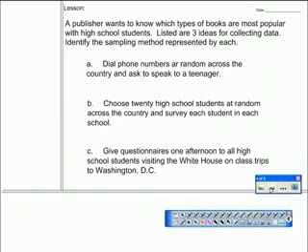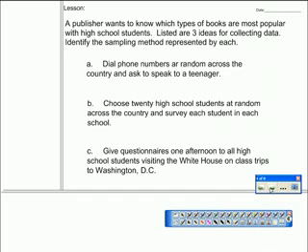All right, what can we do with this? Well, you're going to be asked some questions given a situation. And you're going to be asked to analyze what's going on. A publisher wants to know which type of books are most popular with high school students. Listed are 3 ideas for collecting data. I'm glad they didn't list which kind of books are popular with high school males, and I would have said, well, the ones with all the pictures. Right, so they don't have to read.